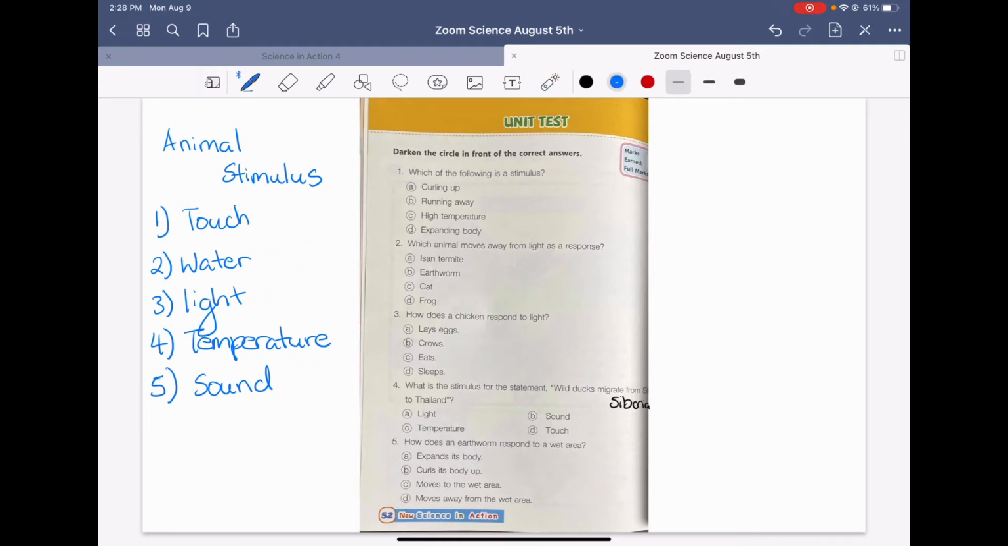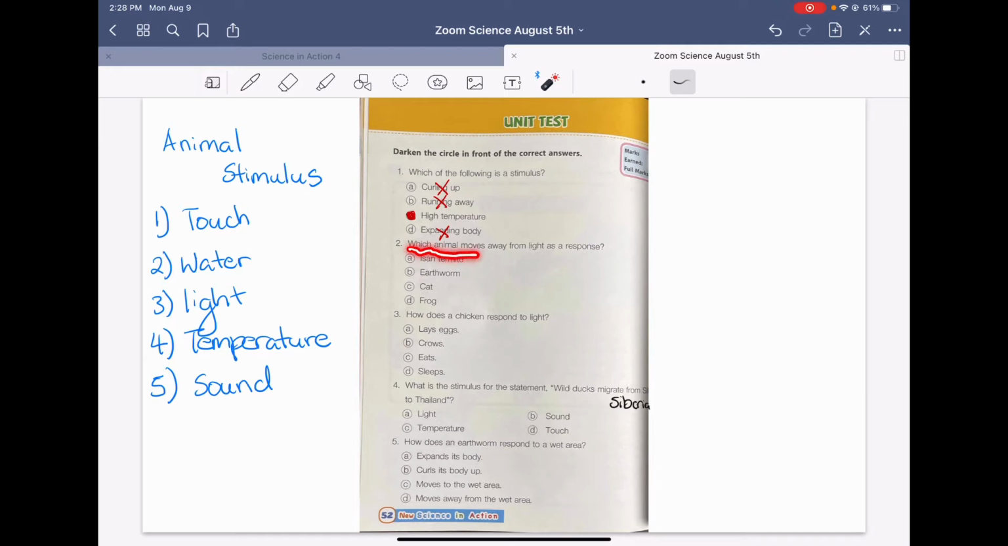Curling up is not a stimulus. Running away, not a stimulus. Expanding body, not a stimulus. High temperature, right? High temperature means it's hot. So high temperature is the only one. So that's C. That's the only one that can be a stimulus. Awesome. Next one.